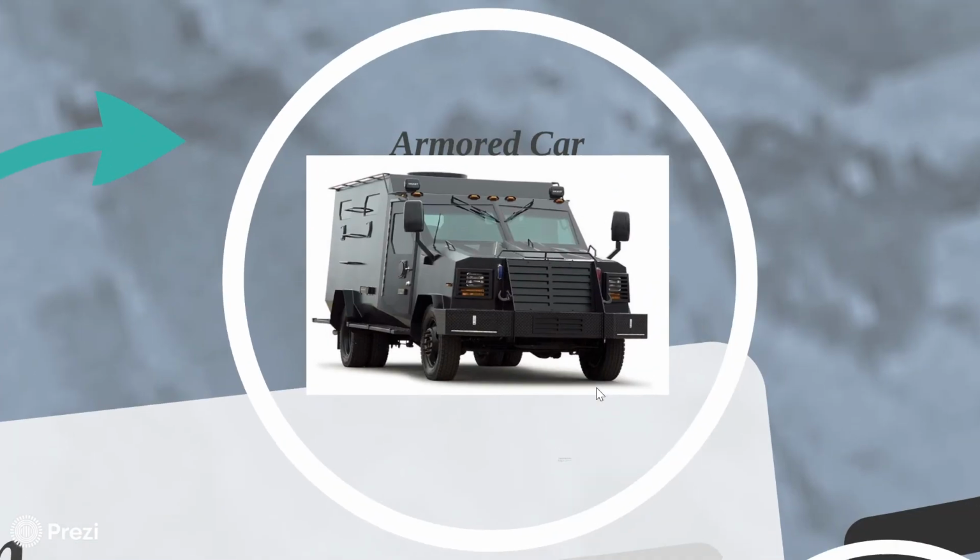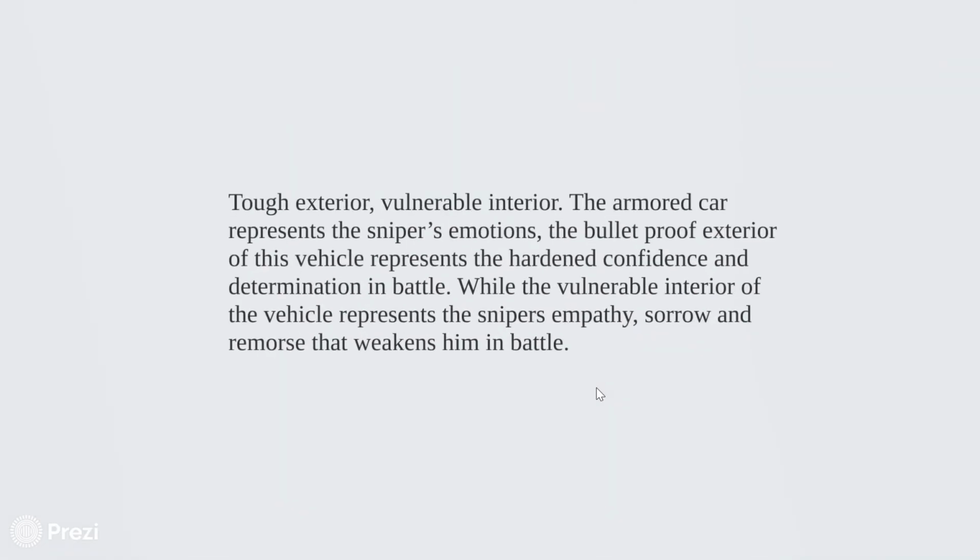And the armored car represents us all during war, and in particular the sniper in the story. On the outside he shows that he is a tough man. He has no emotions, nothing is affecting him, but probably on the inside he is very vulnerable. He feels sorry that he is killing Irishmen during the war.